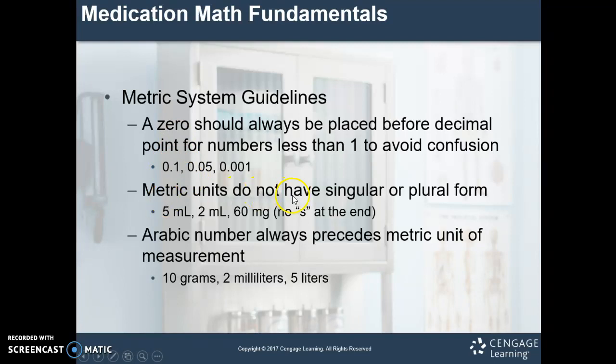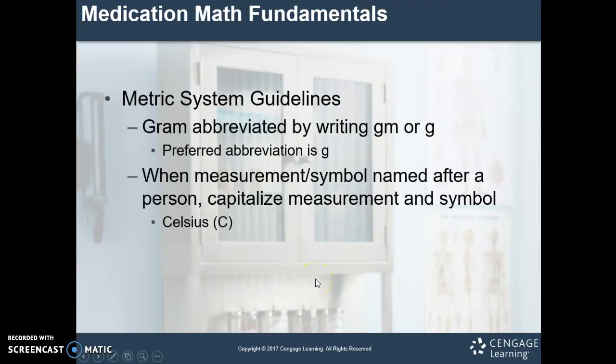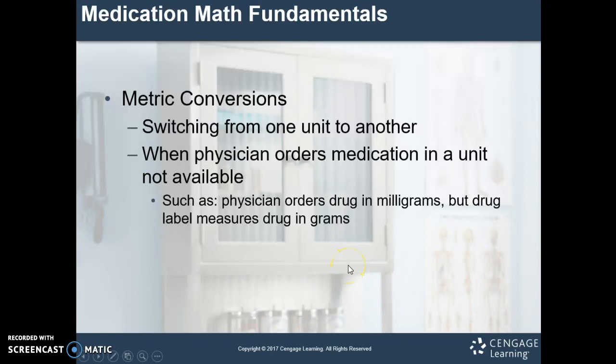And metric units do not have singular or plural form: 5 ml, 2 ml, 60 mg, no s at the end. Arabic numbers always precede metric units of measurement, so there's always a number before the unit of measurement. Grams are abbreviated, as we talked a little bit about before, by writing GM or G. The preferred abbreviation is G, but you might see GM. When measurements or symbols are named after a person, we capitalize them. So Celsius and Fahrenheit are listed with a capital letter.